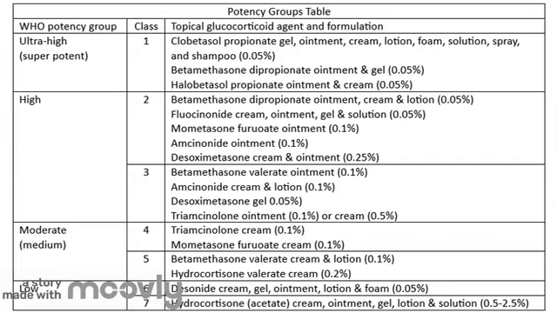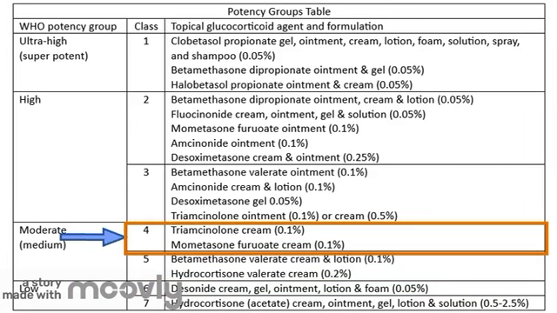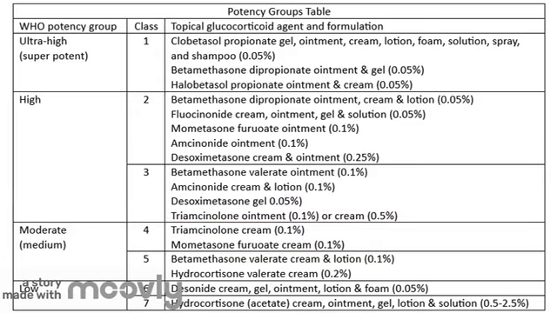The least potent steroids are group 7, which include hydrocortisone 0.5 to 2.5%. Group 6 steroids include desonide 0.05%. Group 5 steroids include betamethasone valerate cream 0.1% and hydrocortisone valerate 0.2%. Group 4 steroids include triamcinolone cream 0.1% and mometasone furoate cream 0.1%.